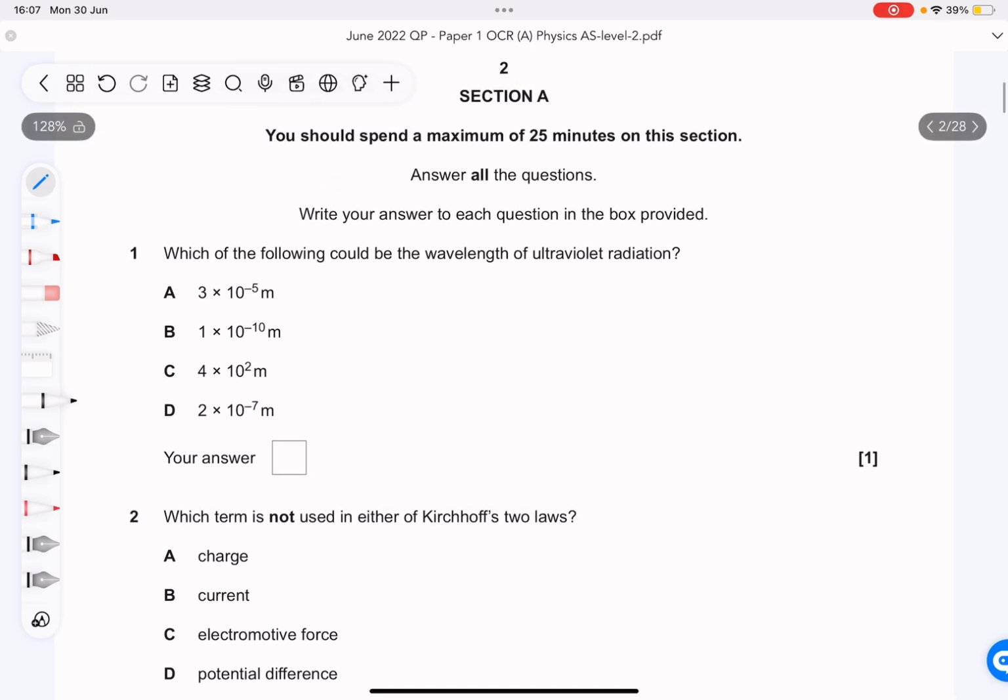Right, question 1. Which of the following could be the wavelength of UV radiation? Okay, so it's not going to be A, that's far too big, that's not in the range, I think. B is far too small. C is far too big. And D appears to be right. Okay, so how do I know that?